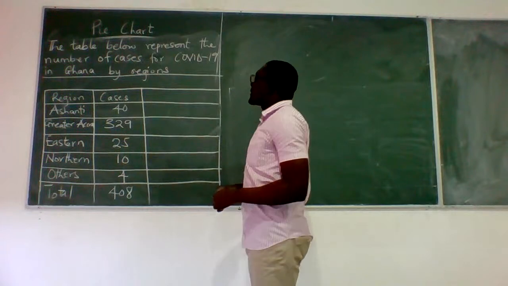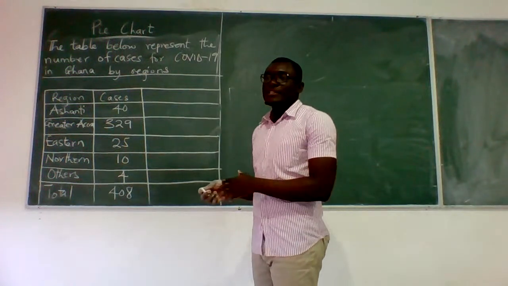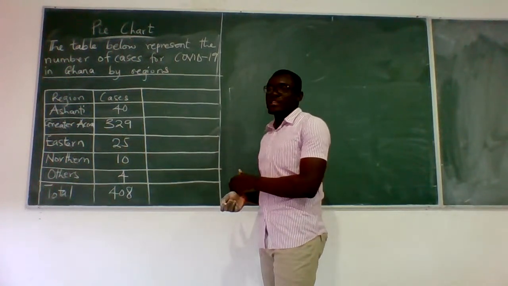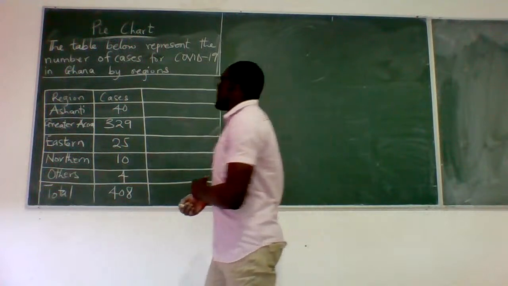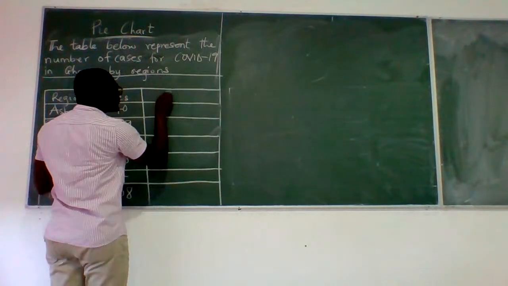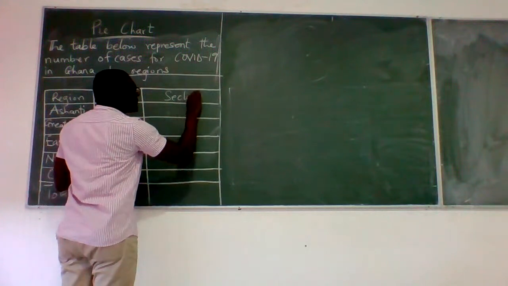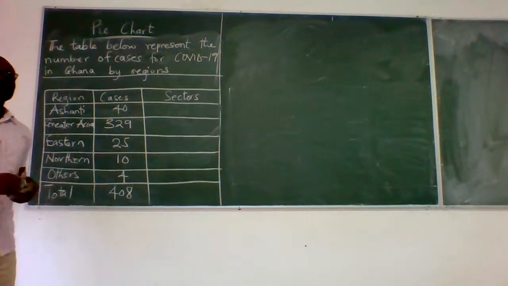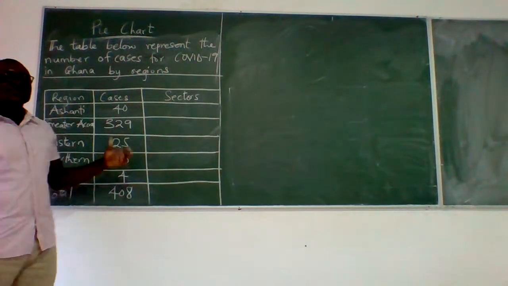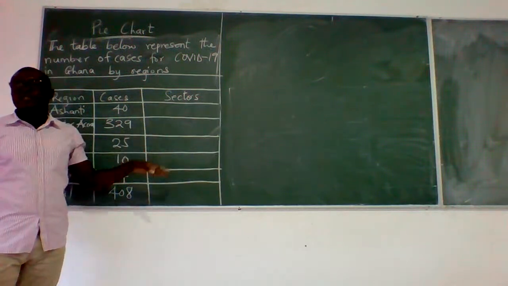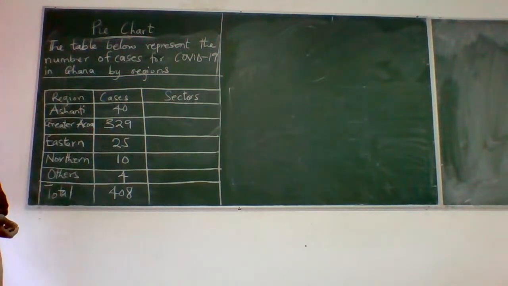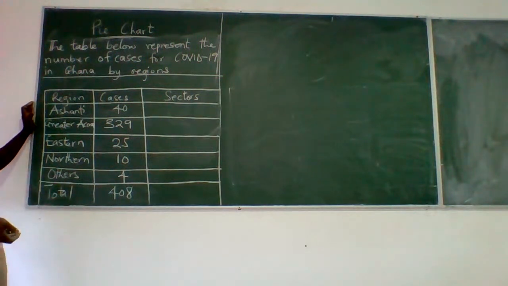So it means that to get a pie chart for it, you must go through the first process that you went through. Only that this time around, I'm moving straight forward here to sectors. I'm leaving out the fractions because you can still get the fractions when calculating these, because it's the same thing we did. So here, like we said, the first thing you must look out for is the fractions.